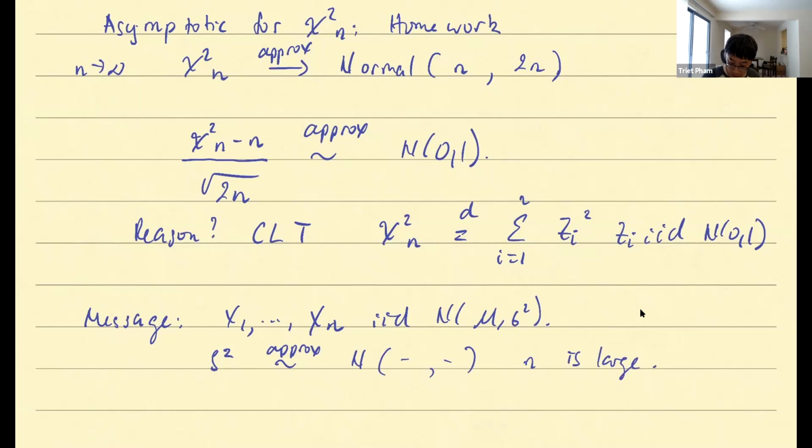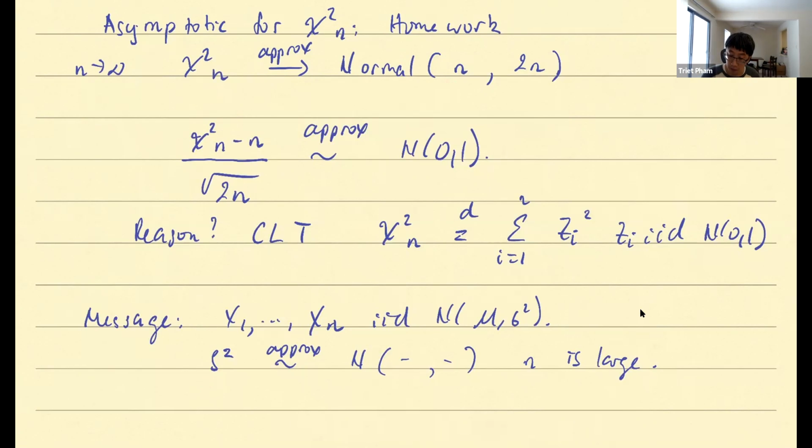Actually, you know what this is, right? This is the same mean and same variance I calculate for the sample variance under a normal assumption. Why do I know this? Because (n-1)s² over sigma squared has a chi-square distribution, and chi-square is approximately normal. So therefore, s² is approximately normal when n is large. That's for the normal population.